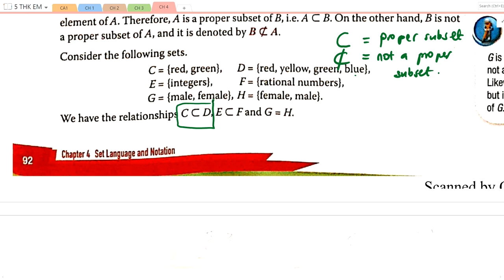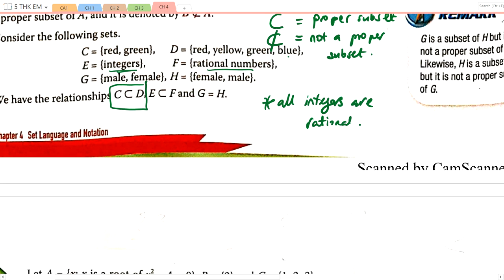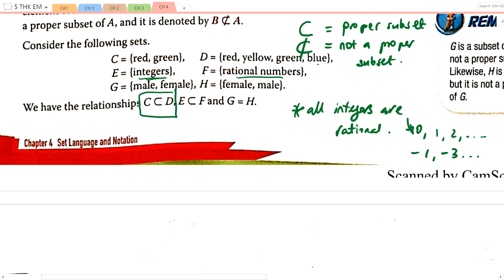In the next one, we've got integers and rational numbers. All integers are rational. So that's just some recap. Integers will be 0, 1, 2, so on and so forth. We've got negative numbers also. Then rational numbers are numbers that can be expressed in the form a over b, where a and b are integers. So we say that yes, E is a proper subset of F.